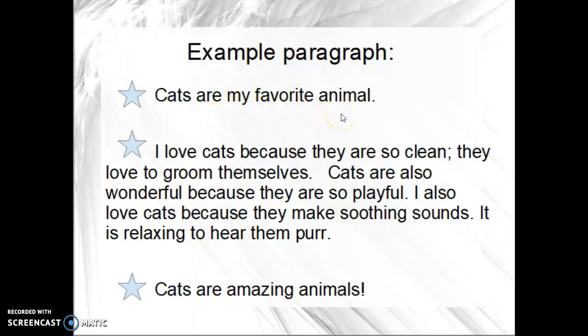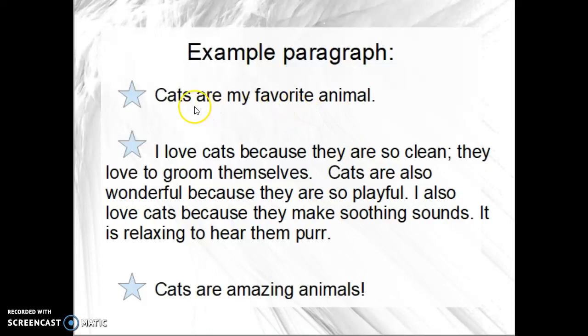So we can expect that our supporting sentences are going to be supporting this statement, giving more explanation or details as to why cats are your favorite animal. So we come down next to the supporting sentences. First of all, I want to notice that each of these sentences keeps the same focus. Again, we continually talk about cats and the different aspects that we like about cats. So everything stays focused. Each sentence here is a supporting sentence.